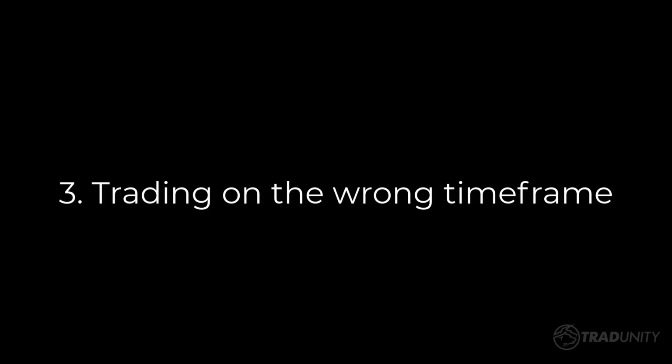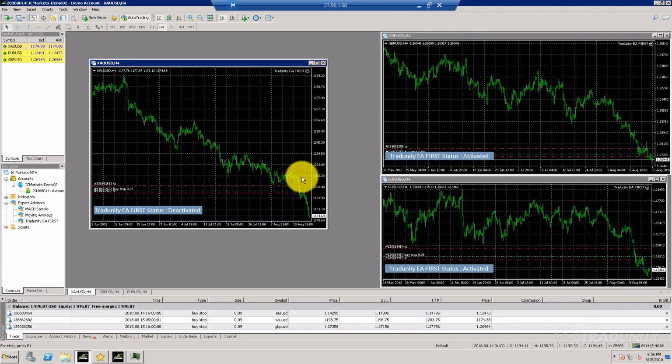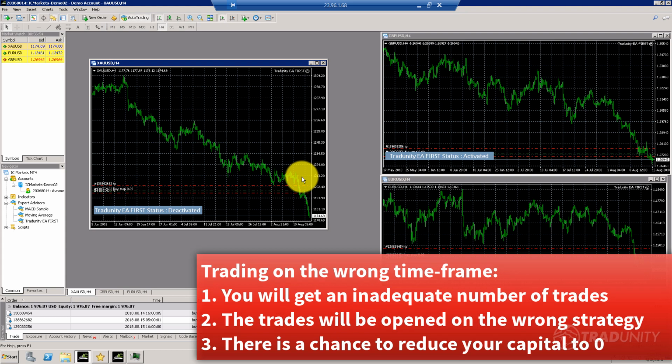Another mistake people make is trading on the wrong time frame. Trading on the wrong time frame can have disastrous results. Use the settings with the time frame they were made for. If you're going to trade with a preset made for 4 hours, make sure the chart is on 4 hours. If you trade it on another time frame, you will get really strange results. Probably a drawdown, and your capital can go down to zero.